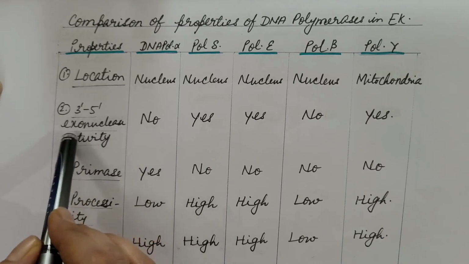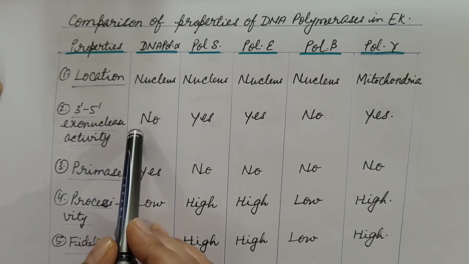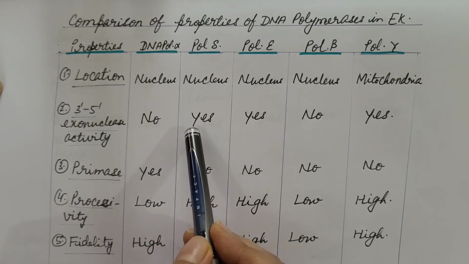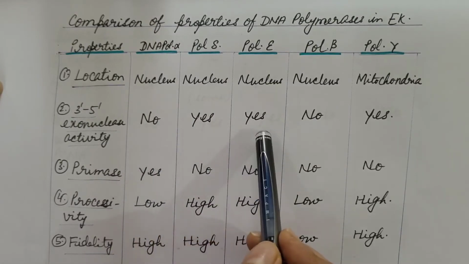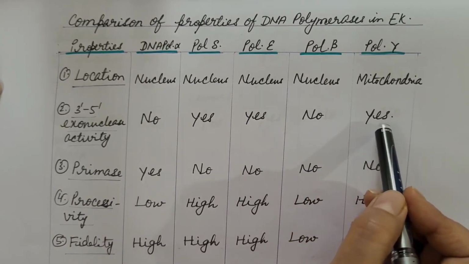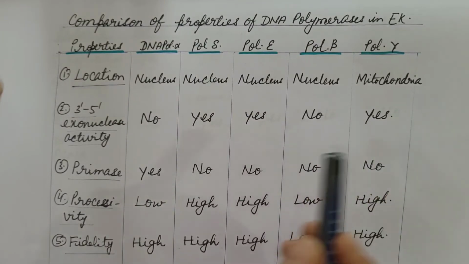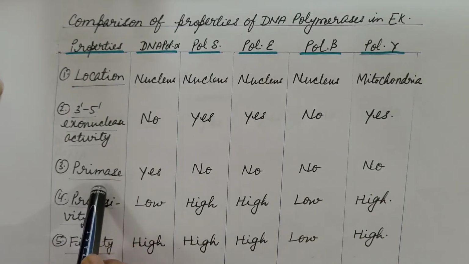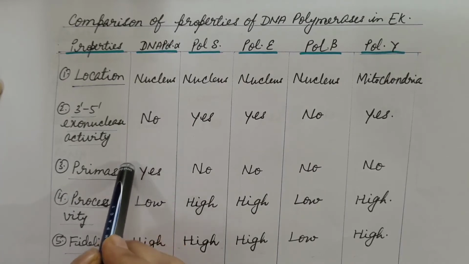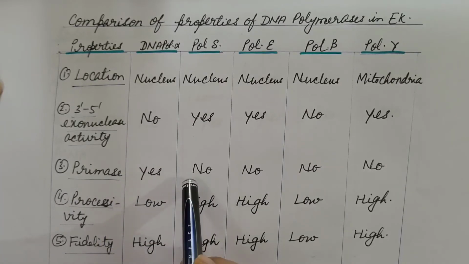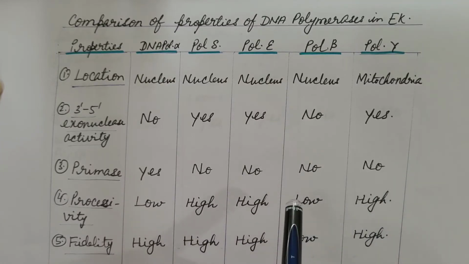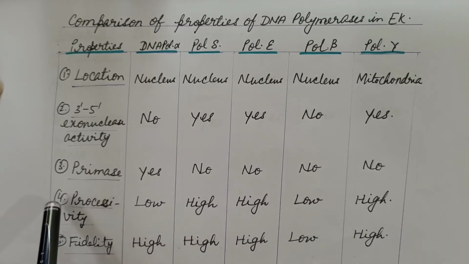Now 3'-5' exonuclease activity. DNA polymerase alpha does not have this activity. DNA polymerase delta and epsilon show this activity. Again, DNA polymerase beta does not show this activity and polymerase gamma shows this activity. Primase activity, that is synthesis of primer. DNA polymerase alpha shows primase activity. Others, DNA polymerase delta, epsilon, beta and gamma, do not show the primase activity.